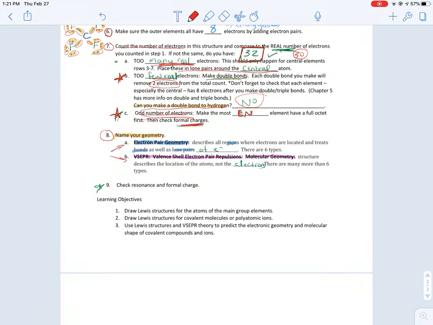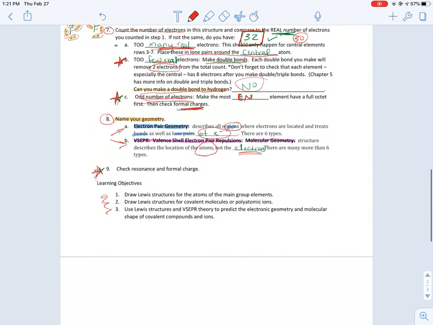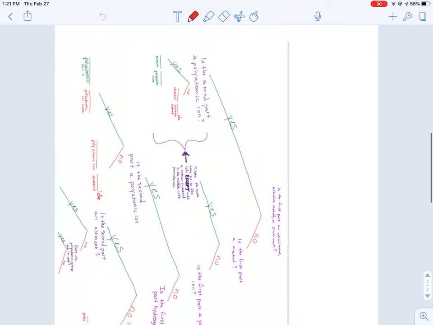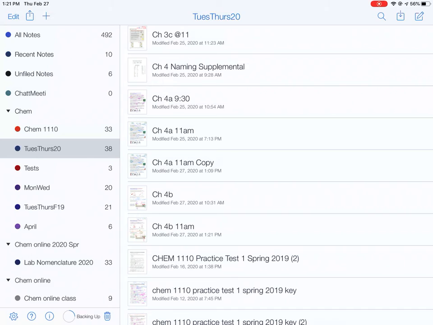All right, so then name your geometry. There are 2 ways you can name things. The electron pair deals with the electron regions. And the VSEPR describes the location of the atoms, not the electrons. Don't forget we have these learning objectives, and this will be next time. But we're building on this, so make sure you have this. And I'm going to pull up the supplemental.